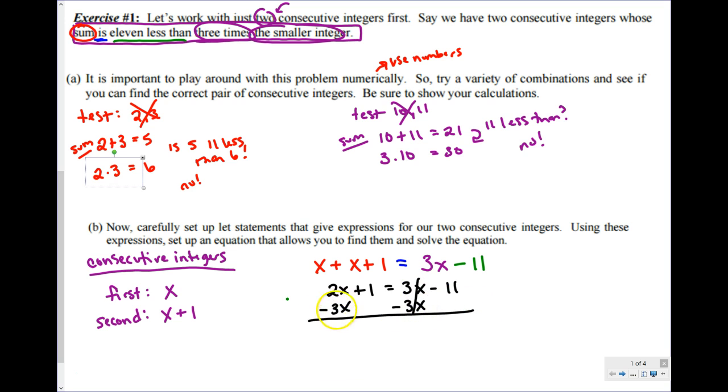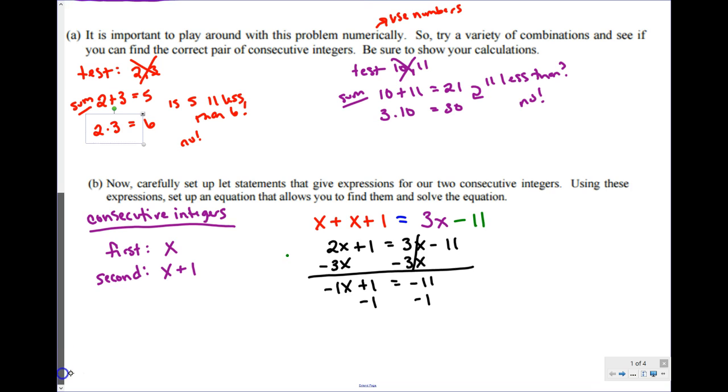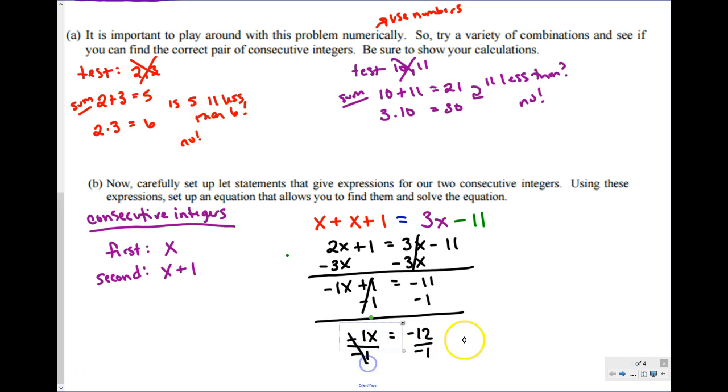These x's cancel out. 2x minus 3x is negative 1x. Bring down the negative 11. Now I've got to get the 1 over on the other side, so I'm going to subtract it. These cancel out, and I'm left with negative 1x equals negative 12. Now I can't have a negative in front of here, so I'm going to divide it away and get x equaling a positive 12. Now if x equals 12, we have our first integer.